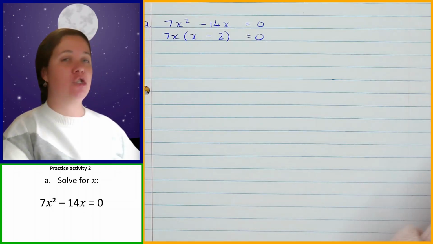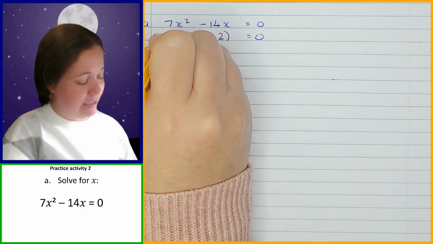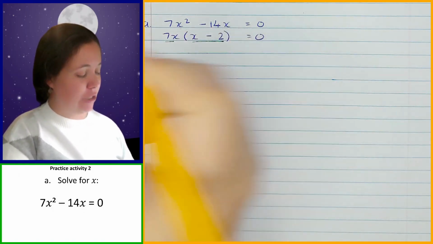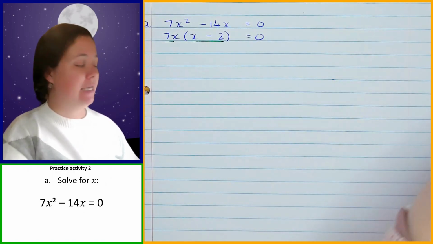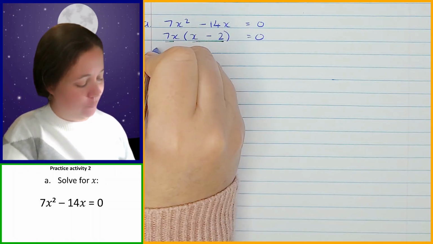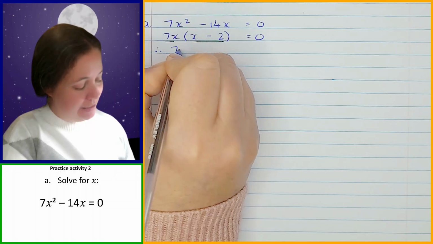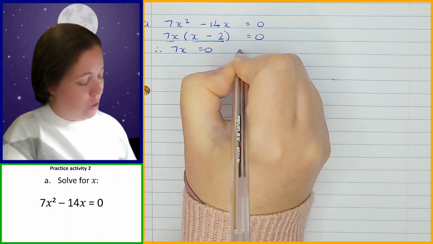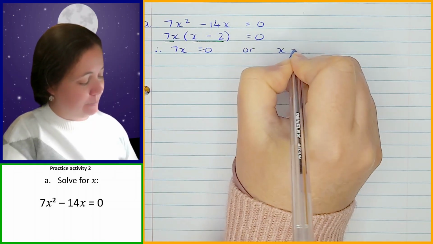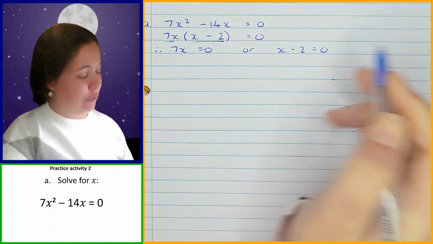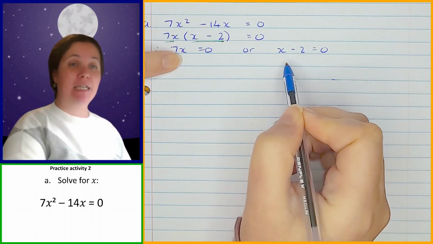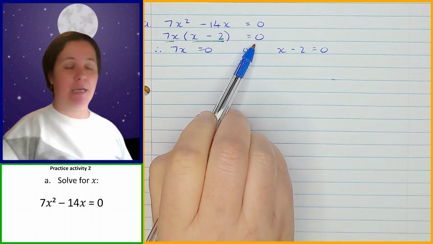So now I've got my two factors multiplied together equal to 0. So now I can go and make each of those factors equal to 0 separately. So I can say, therefore, 7x must be equal to 0, or x minus 2 must be equal to 0 in order for me to be able to multiply them together and end up with 0 like that over there.